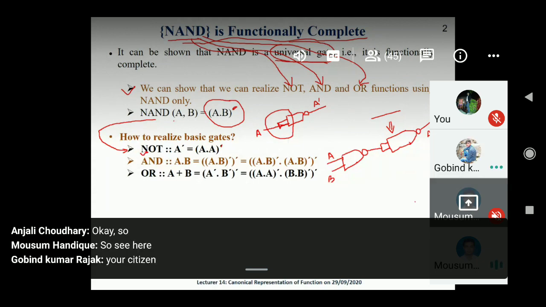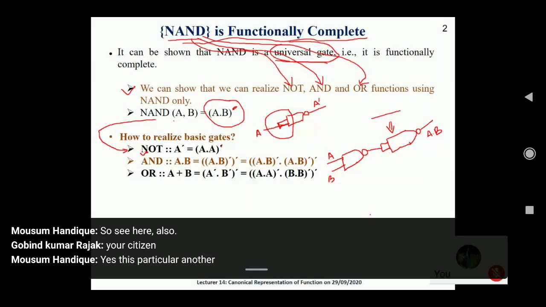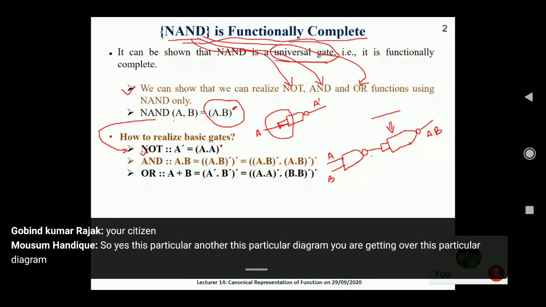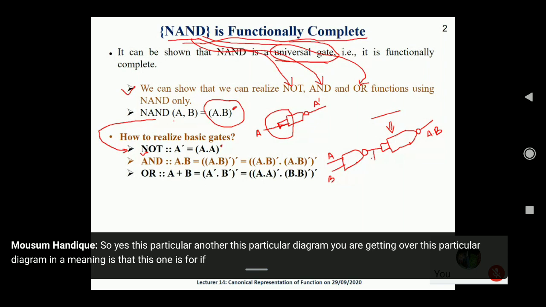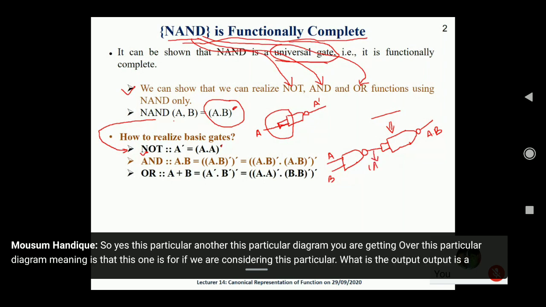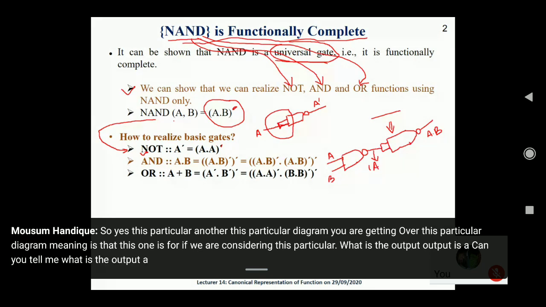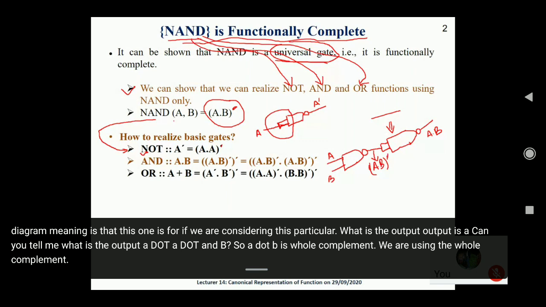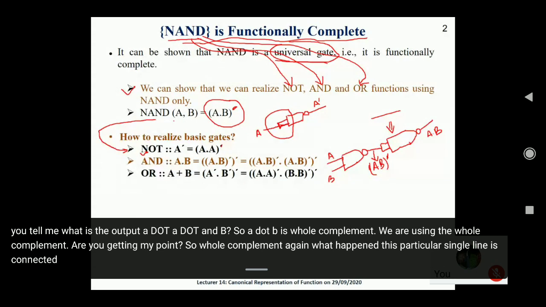See here, this particular diagram. If we are considering this, what is the output? Can you tell me what the output is? A dot B, the whole complement. We are using the whole complement. Are you getting my point? So whole complement, again what happened? This single line is connected in a double line.